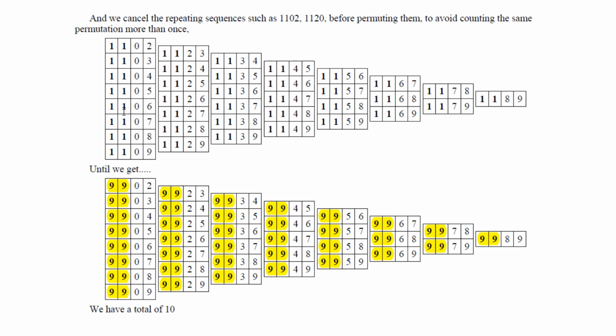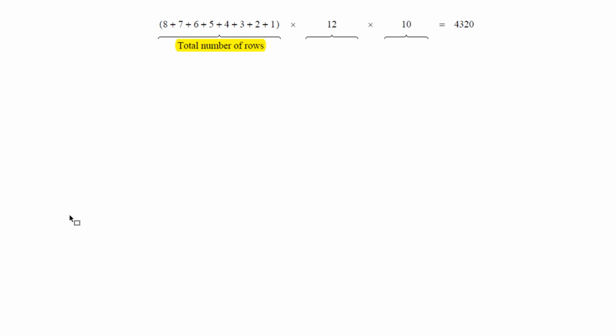So we have a total number of identical repetitions from 00 to 11 to 22 until 99. We have a total of 10 groups of tables. So now if we want to find the total number of tickets, we have to multiply the total number of rows for each identical group times 12, which is the permutation for each row, times the number of table sets, which is 10, and we get again 4320.